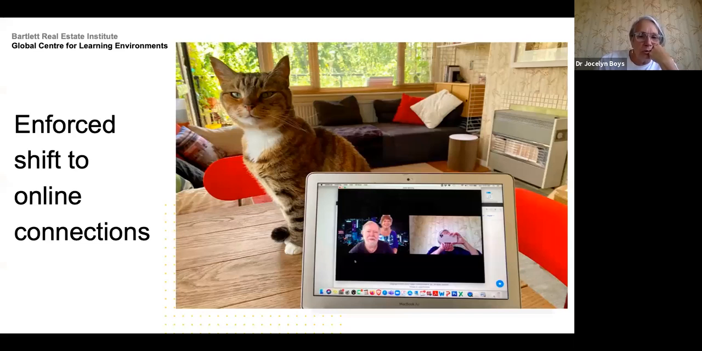So the short term is this enforced shift to online connections. I mean, this event, a webinar I'm doing now, is the way that we would always do this. It's just that I'm not sitting at my office, I'm sitting here at home. Luckily, my cat has not decided to interfere, but she often does. That's a shift that we've all been dealing with, or almost all been dealing with, a very interesting shift.